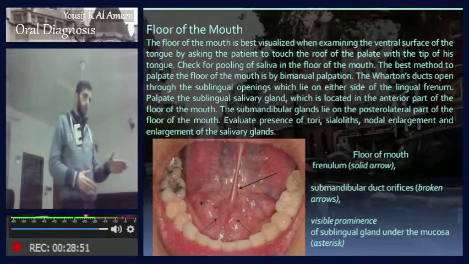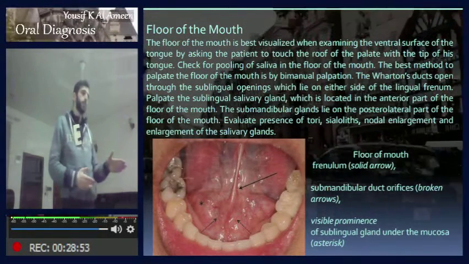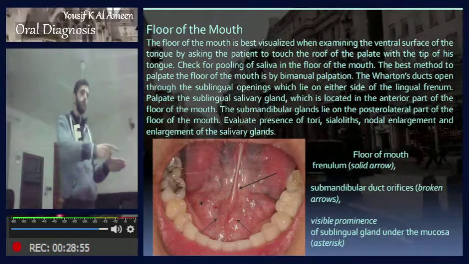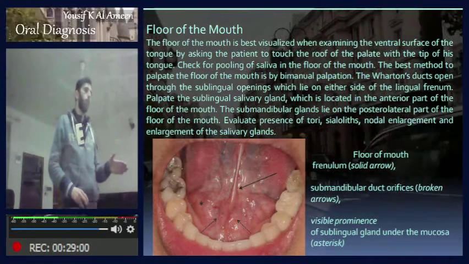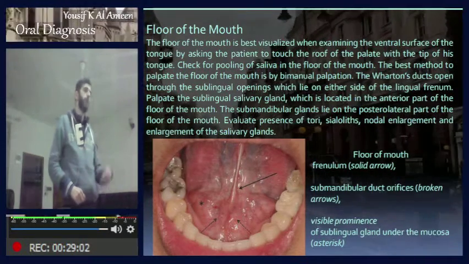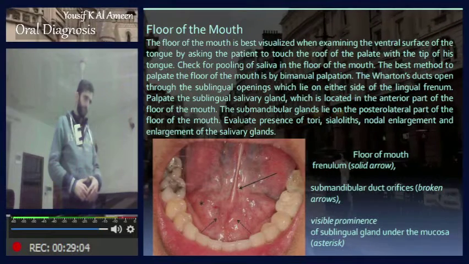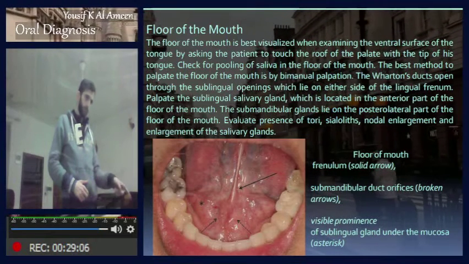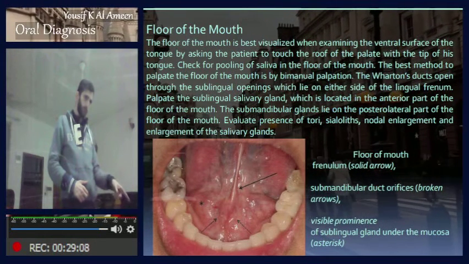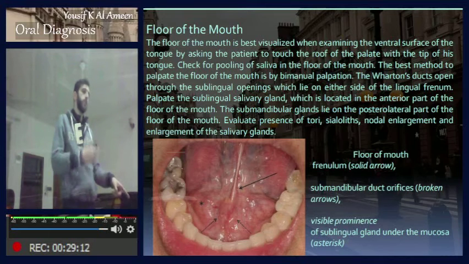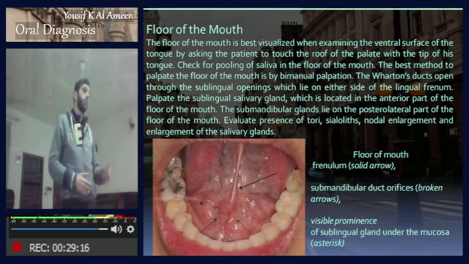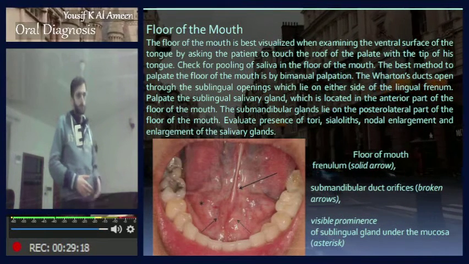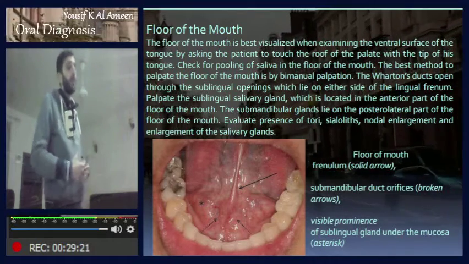The floor of the mouth, frenum, solid arrow; submandibular duct orifice, broken arrows. That's the submandibular duct orifice, broken arrows, and the visible prominence of sublingual gland under the mucosa, asterisk. Sublingual glands.